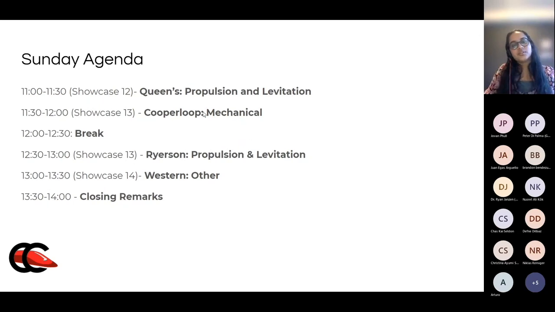So tomorrow, the rest of the teams will continue. We'll start at 11 with Queens, talking about their propulsion and levitation project, followed by Cooper Loop, mechanical side, and then Ryerson and Wester. And then we have the closing ceremony, so the presentations will all end at 2 p.m. tomorrow.